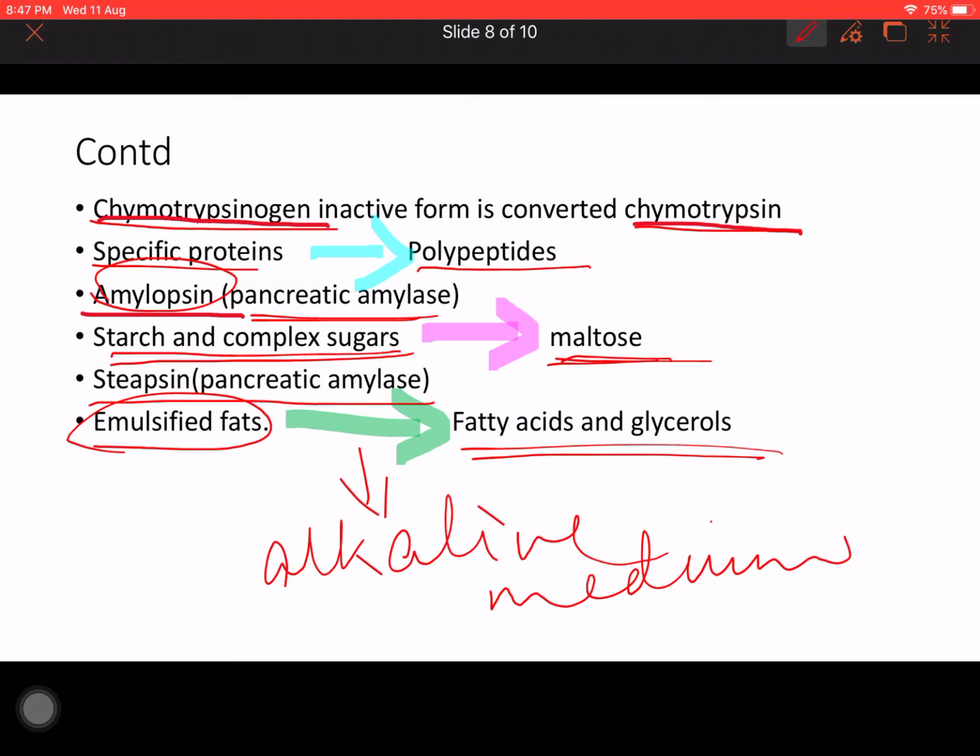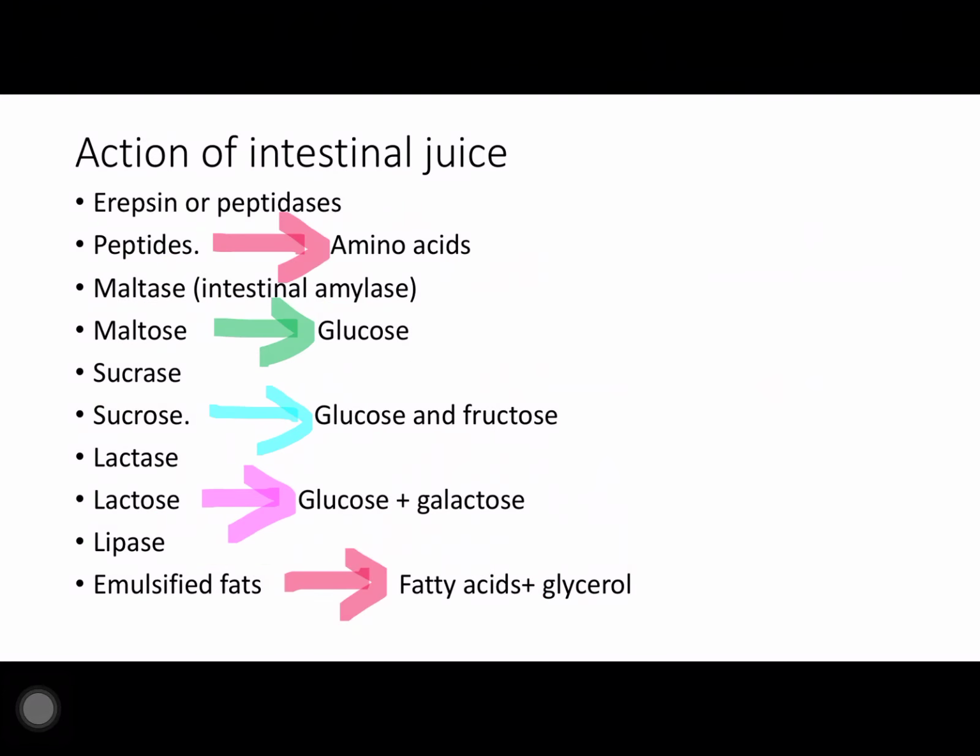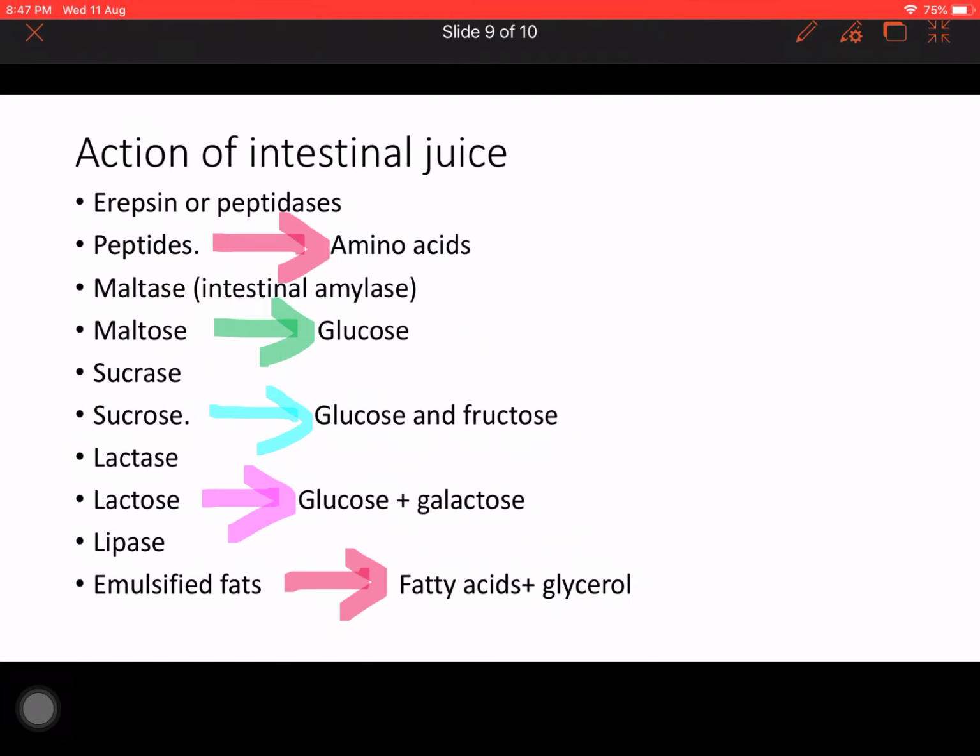Now we will move on to the last juice of the small intestine which is being secreted from the small intestine, that is the intestinal juice or the succus entericus. Here in the intestinal juice, the succus entericus, it also contains several types of enzymes. Erepsin, which is mainly a group of peptidases. So it contains the enzyme erepsin and it is a group of peptidases.